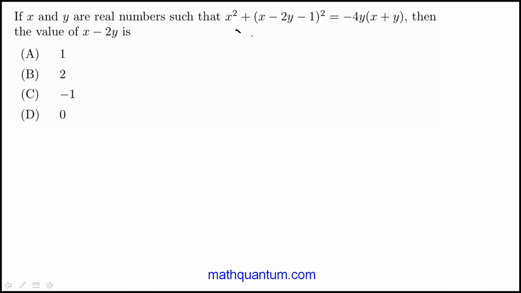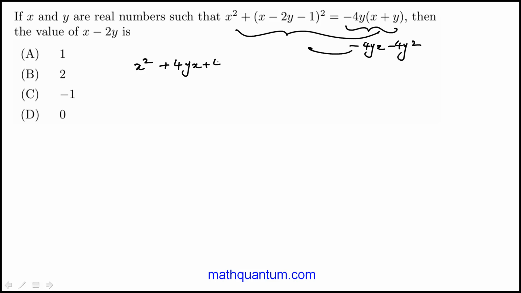So the general strategy with these types of questions is to look for standard identities, and also to combine like terms and see what it simplifies to. So the first thing I'll do is to expand that, and then I'll move these terms to one side. So x squared plus 4yx plus 4y squared.